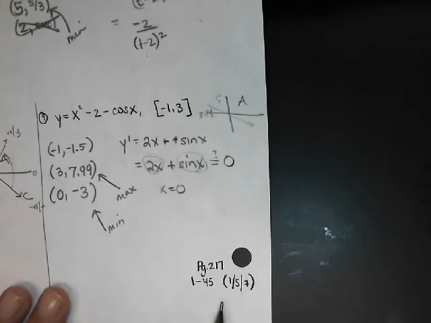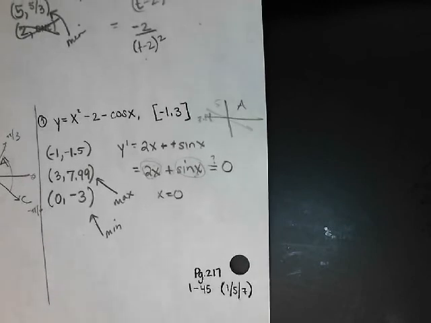So your homework is page 217, 1s, 5s, and 7s, 1 through 45.